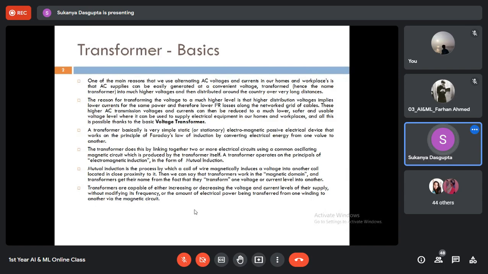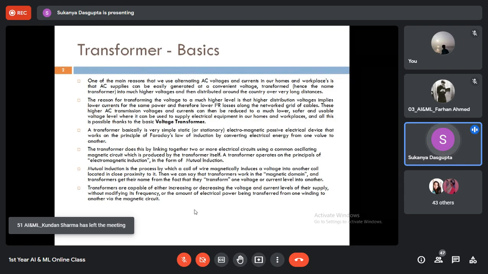That's why it's called a static device, or an electromagnetic passive electrical device, that works on the principle of Faraday's law of electromagnetic induction, by converting electrical energy from one stage to another, or from one circuit to another. The transformer does this by linking together two or more electrical circuits using a common oscillating magnetic circuit, which is produced by the transformer itself.